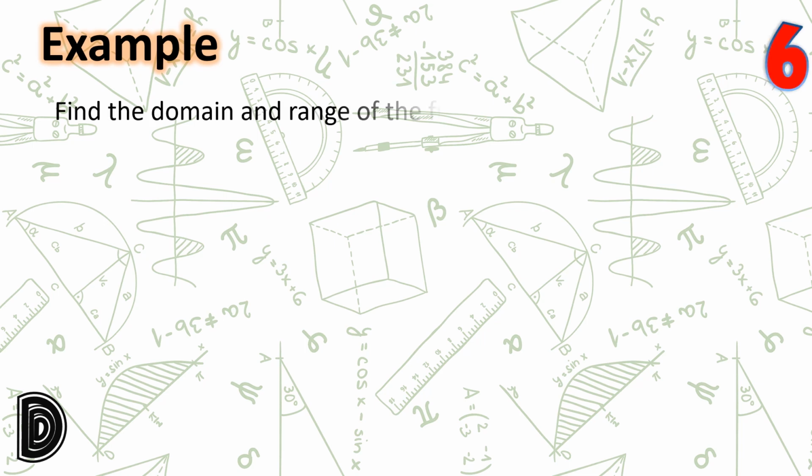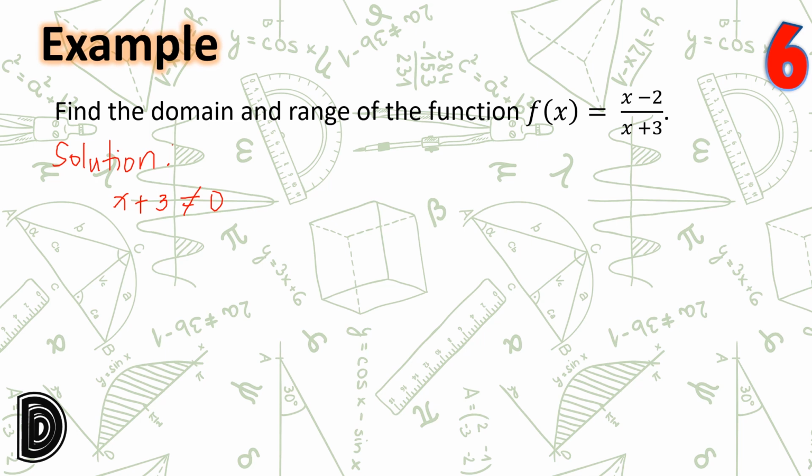Let us have another example. Find the domain and range of the function f of x is equal to x minus 2 over x plus 3. For our solution, let us start with finding the domain of the function. So for the domain, we'll have all real values of x such that x plus 3 is not equal to 0. Subtracting 3 from both sides of this, we'll have x is not equal to negative 3. Hence, the domain of the function f are all real values of x such that x is not equal to negative 3.